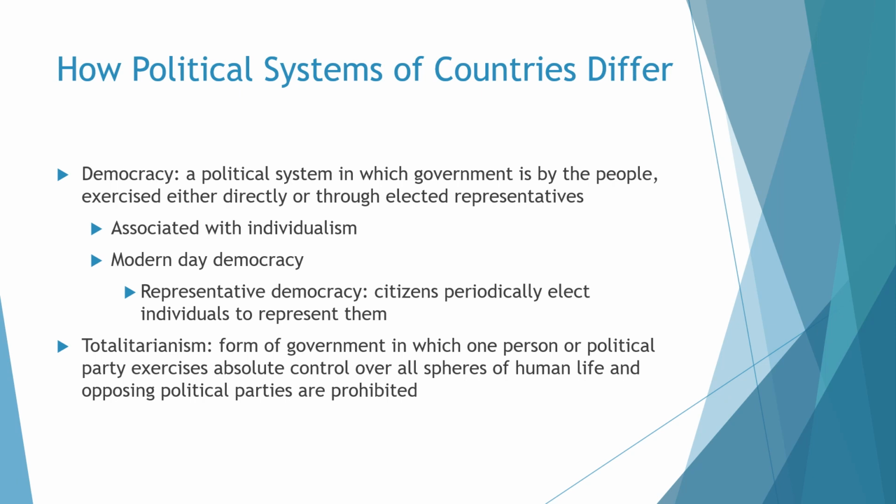To elaborate on the second degree, democracy is a political system in which government is by the people, exercised either directly or through elected representatives. Democracy is often associated with individualism, and today democracy is seen through representative democracy, which is when citizens periodically elect individuals to represent them. The second degree also talks about totalitarianism, which is a form of government in which one person or political party exercises absolute control over all spheres of human life, and opposing political parties are prohibited.